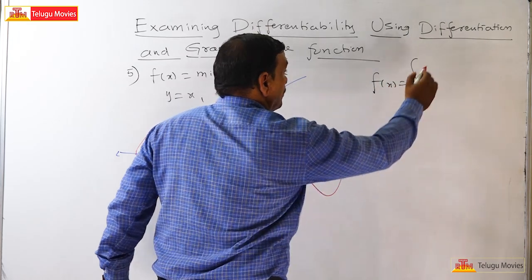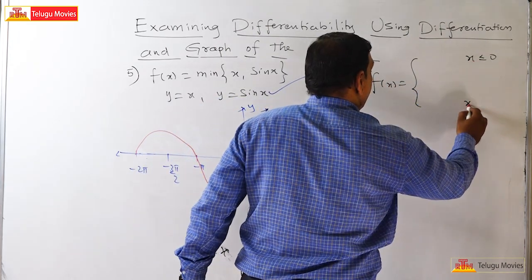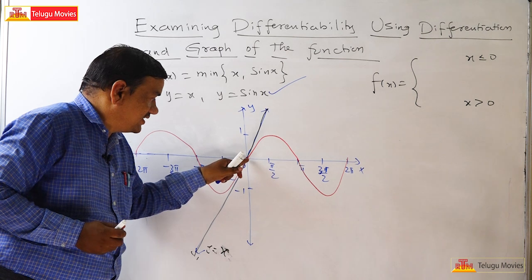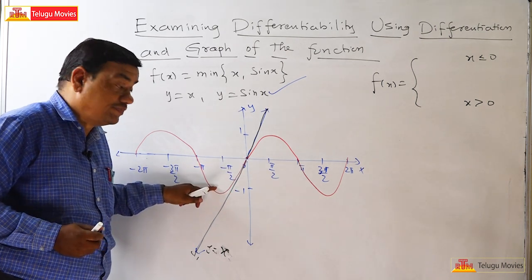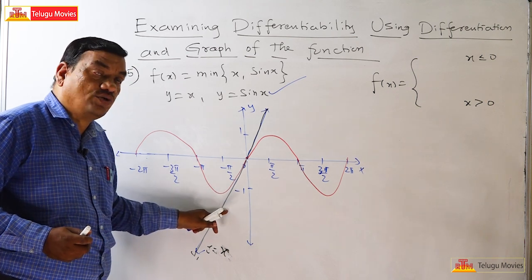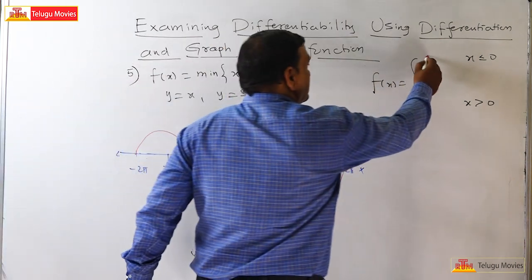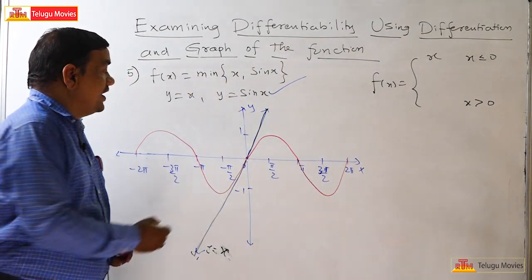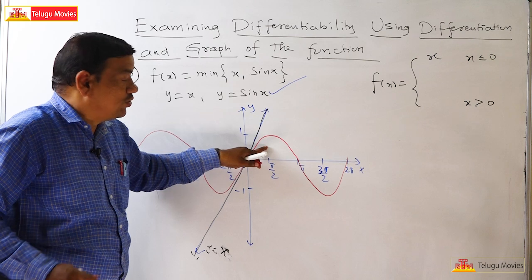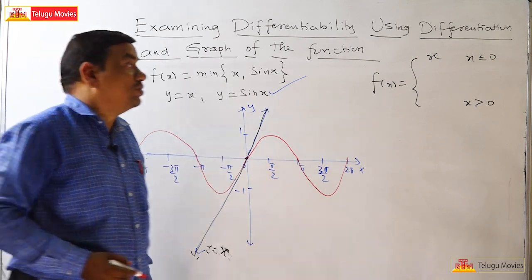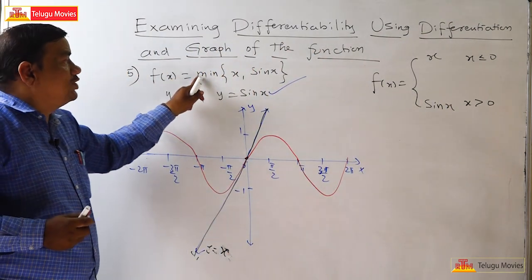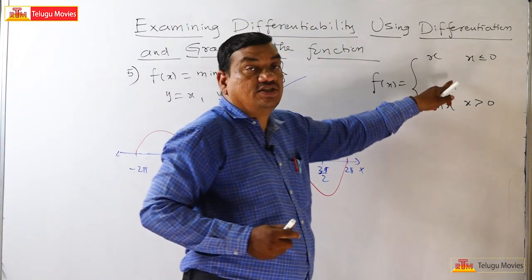f of x is equal to, when x less than or equal to 0 and x greater than 0. When x less than or equal to 0, see the graph here, for x less than or equal to 0, which is the minimum, either the sine curve or the line y is equal to x, either y is equal to sin x or y is equal to x? y is equal to x, therefore it is x. If x greater than 0, x greater than 0 means what? To the right of 0. See here, which is the minimum, y is equal to x or y is equal to sin x? y is equal to sin x. So this problem is converted into this format, understand?